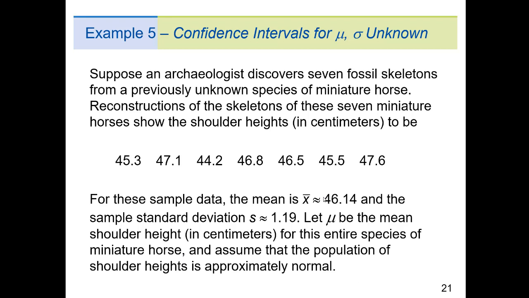So suppose an archaeologist discovers 7 fossil skeletons from an unknown species of horse. Reconstructions of the skeletons show the shoulder height in centimeters to be the following 7 numbers. For those sample data, the mean x bar is 46.14. The sample standard deviation S is 1.19. We want to know from this, what will mu be for the entire species of horse? We're going to assume that the population is approximately normal. So we have a sample standard deviation. We do not have a population standard deviation.